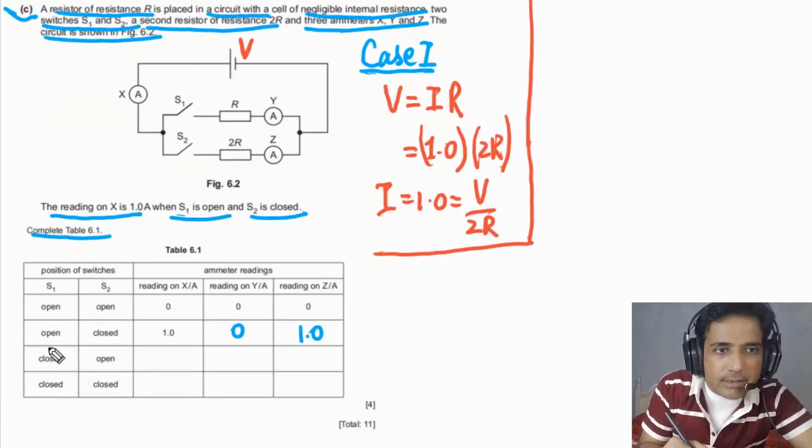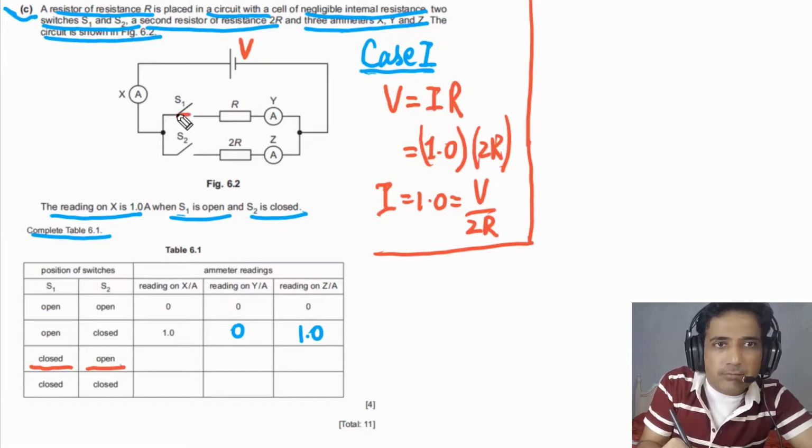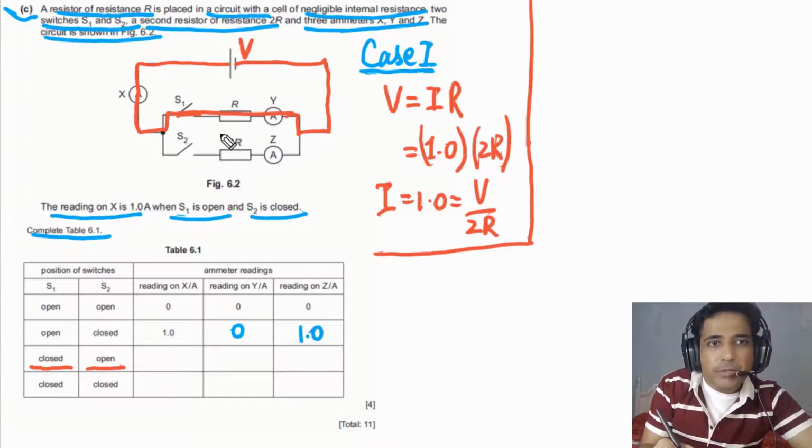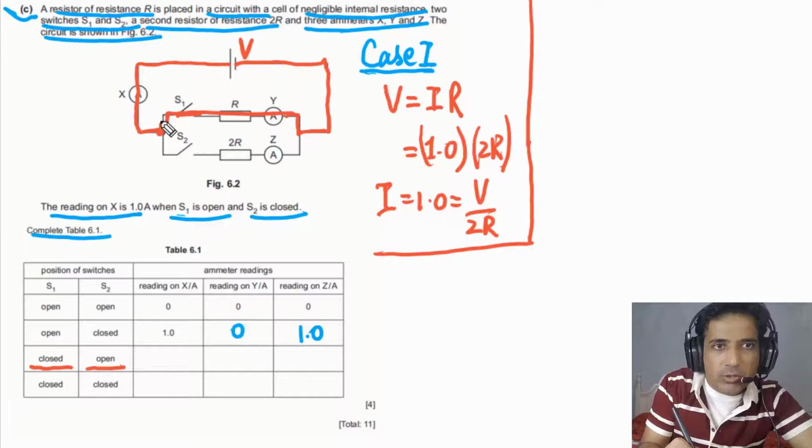For the second case, it is given to us S1 is closed, then S2 is open. Means this one, S1 is closed, then this one is open. So we can redraw our circuit again. So this is our circuit. In this case, you can see the potential difference across these 2 points, means the potential difference across this resistor, is equal to V.